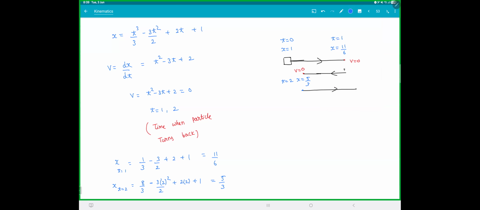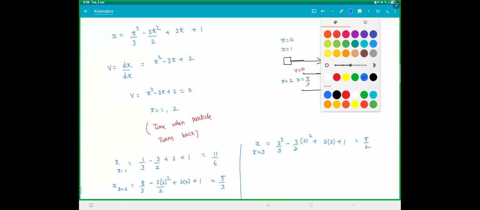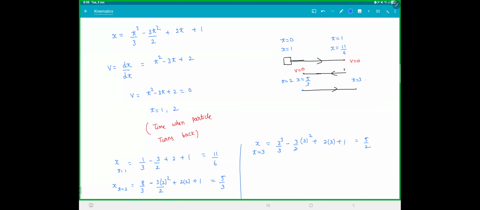So you are taking a turn here, and again you're going this side. So where are you at t is equal to 3 seconds? At t is equal to 3 seconds, your x coordinate will be 3 cubed by 3 minus 3 by 2 times 3 squared plus 2 into 3 plus 1. How much is this? That's 9 minus 27 by 2 plus 6 plus 1. That's 16 minus 27 by 2, which is 32 minus 27, 5 by 2. So at t is equal to 3 seconds, you reach x is equal to 5 by 2.